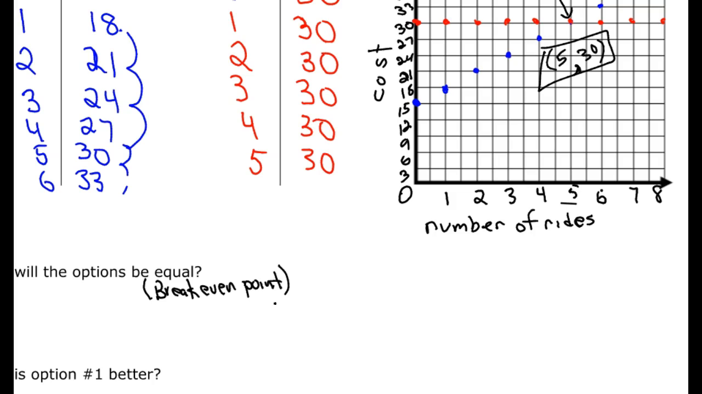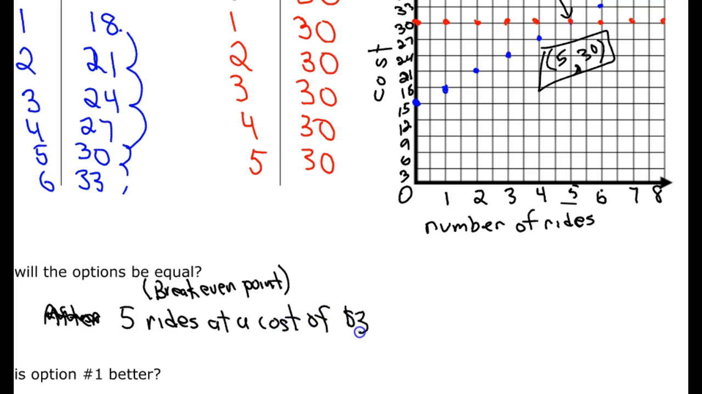Where do these two graphs intersect? So in this case, where are the options equal? 5 rides at a cost of $30. That's when they're equal. Notice how I put both the x and the y number in here. So if I'm asked where they are equal, we want both of them. We want the coordinate.